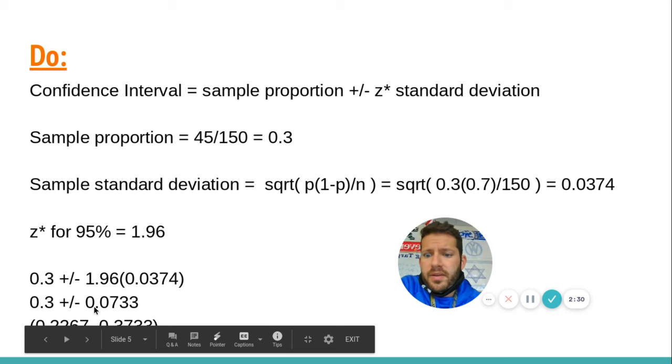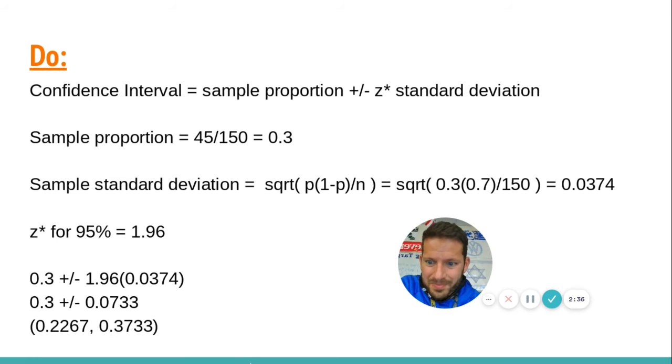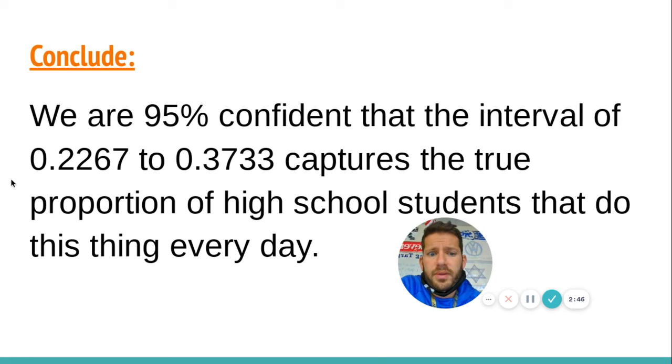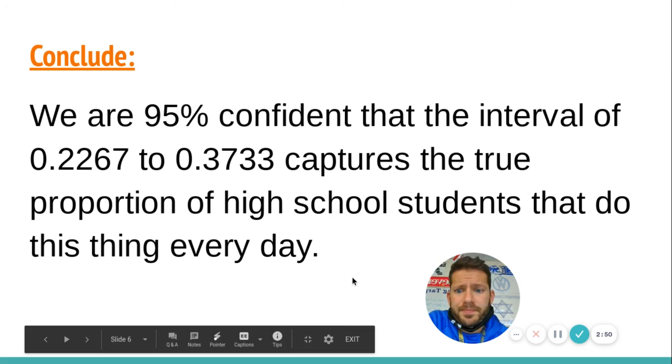And I ended up with, can't see it, 0.2267 to 0.3733. So I can say that I'm 95% confident that the interval of 0.2267 to 0.3733 captures the true proportion of high school students that do this thing every day.